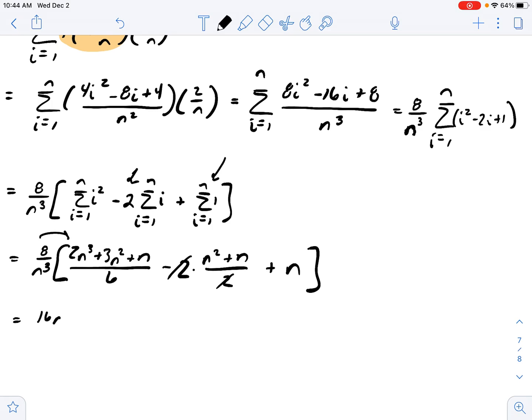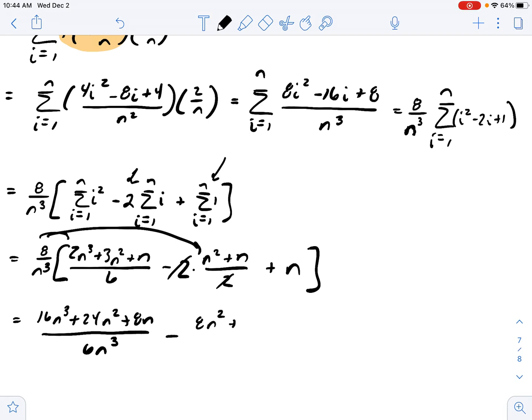So I'm going to distribute in here. Let's see what happens when we distribute in here. We're going to get 16n cubed plus 24n squared plus 8n over 6n cubed. Going over here, we're going to have minus 8n squared plus 8n over n cubed.